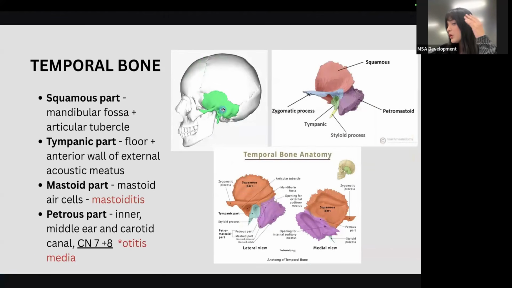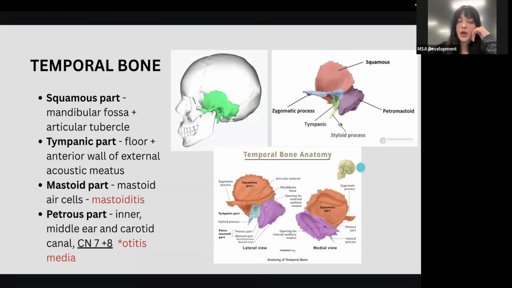Then we move on to the temporal bone, which is your temple, so like the side of your head. The first part is the squamous part. So as you can see over here, this red part here, this is the squamous part. And as you can see here again, this is the squamous part. This includes the mandibular fossa, which is over here, and the articular tubercle, and this long thing called the zygomatic process. And then you have the tympanic part. So the tympanic part is this blue part over here, this green part on this diagram. This is the floor and interior wall of the external acoustic meatus. So if you have your ear, if you remove the cartilage, it's just this area over here.